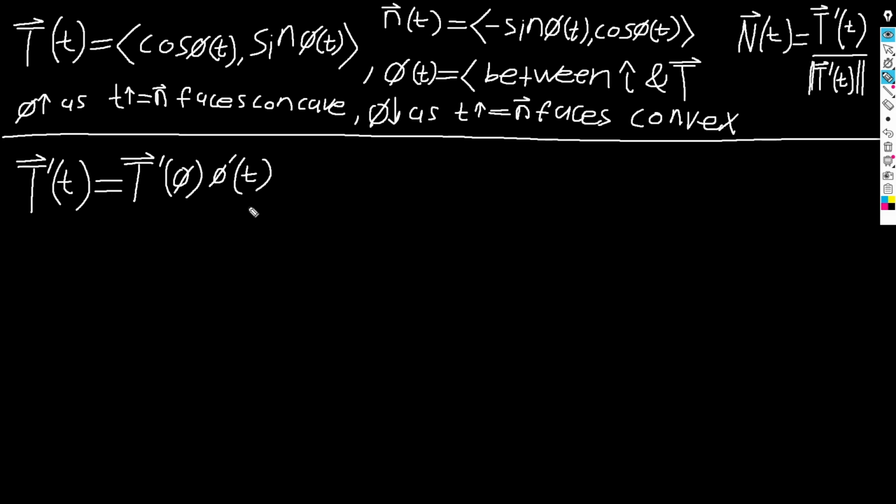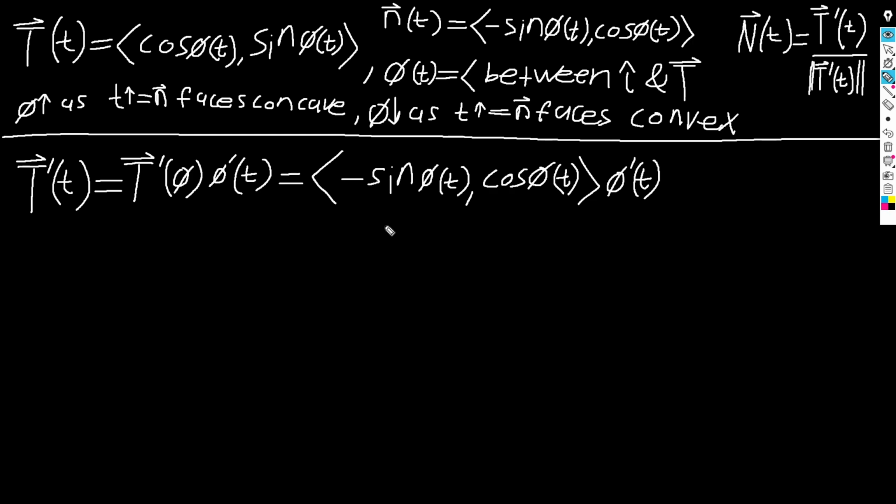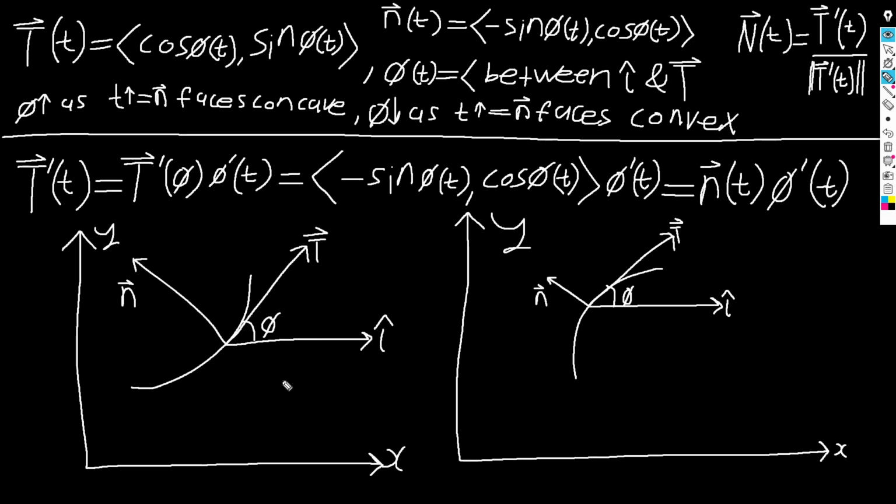We're now going to differentiate the unit tangent with respect to t using the chain rule. We're using the chain rule because the unit tangent is a function of a function, which is phi, which gets us this. But this vector is actually just n, so we'll rewrite this as n of t times phi prime of t. Phi prime is positive for intervals where phi is increasing as t increases, but it's negative for intervals such as these where phi decreases as t increases.